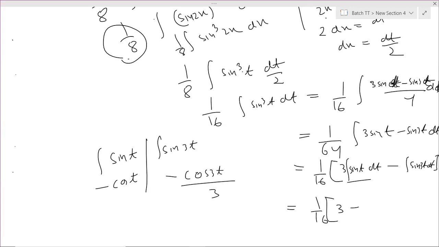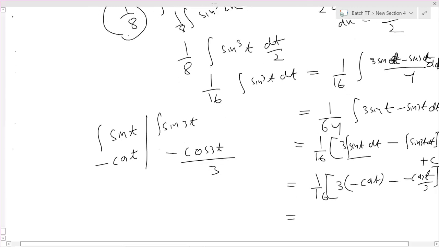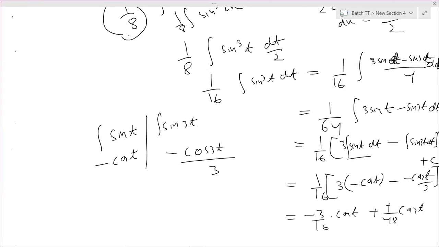So integration of sin t is minus cos t, minus integration of sin 3t is minus cos 3t upon 3 and plus c. Do not forget the c. So this becomes minus 3 by 16 cos t plus 1 by 48 cos 3t. Put the value of t. So you get minus 3 by 16 cos 2x plus 1 by 48 cos 6x plus c.